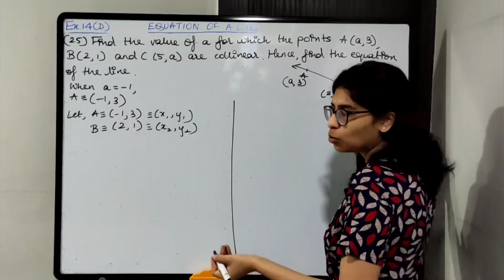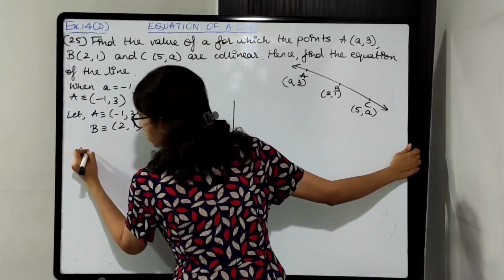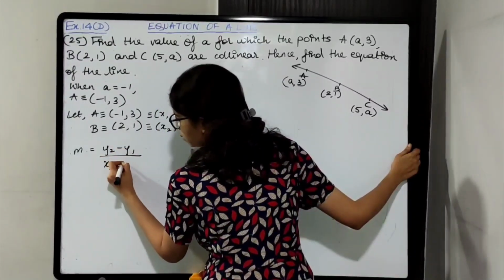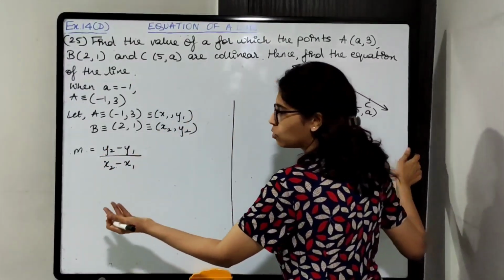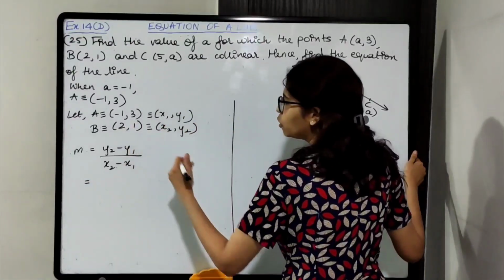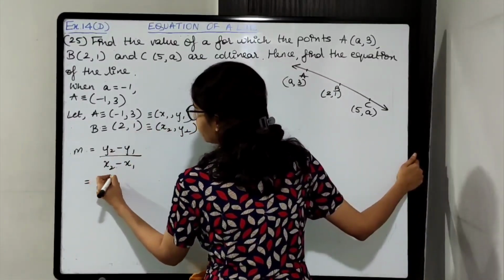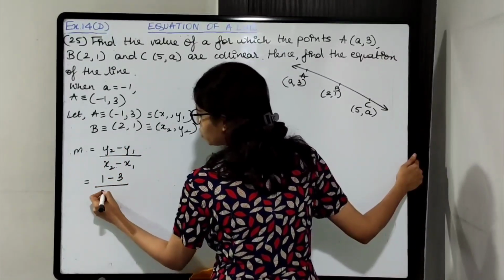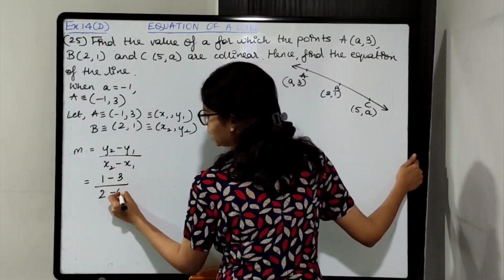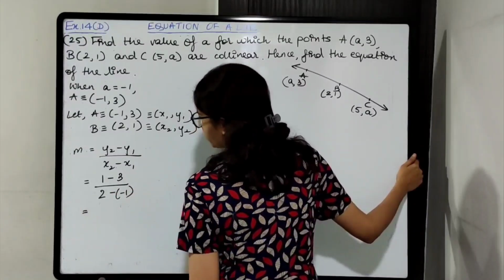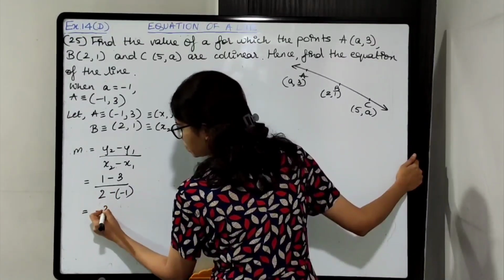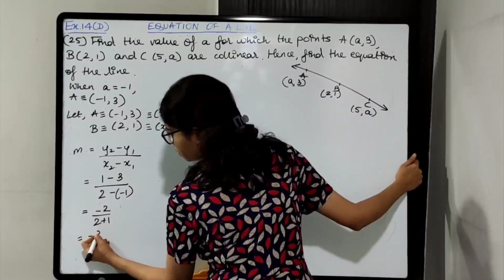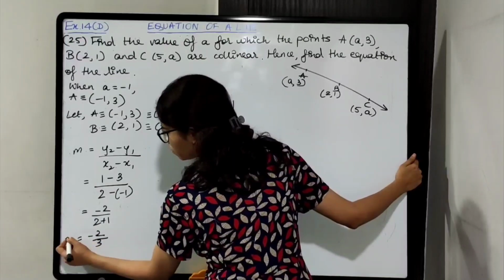Now we'll find out the slope. So slope will be y2 minus y1 upon x2 minus x1, or y1 minus y2 upon x1 minus x2. Put the values. y2 is 1, y1 is 3, x2 is 2 and x1 is minus 1. So 1 minus 3 gives minus 2. 2 minus minus becomes plus. Minus 2 upon 3 is the slope.